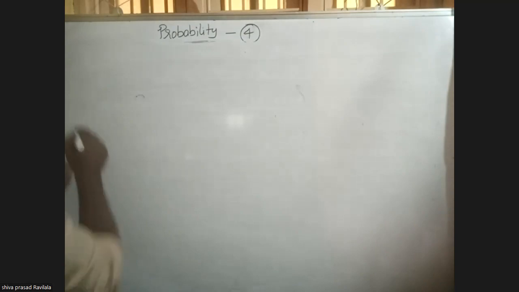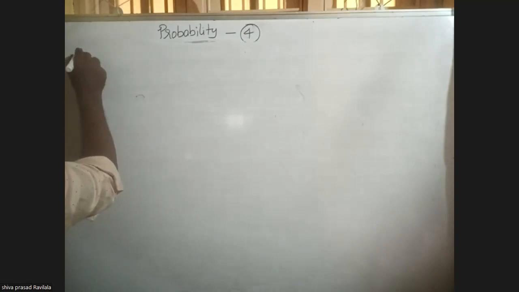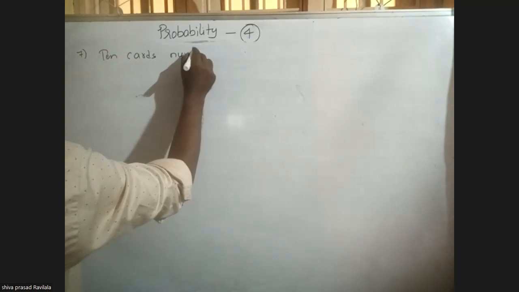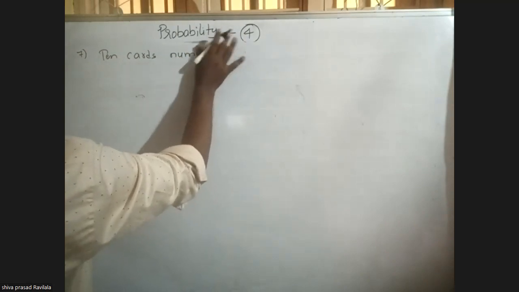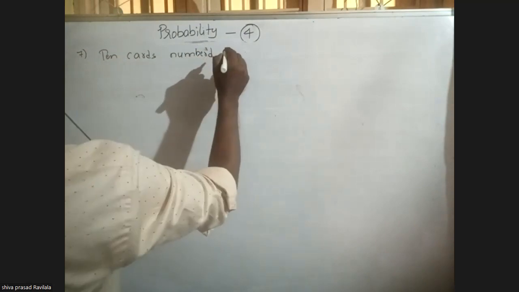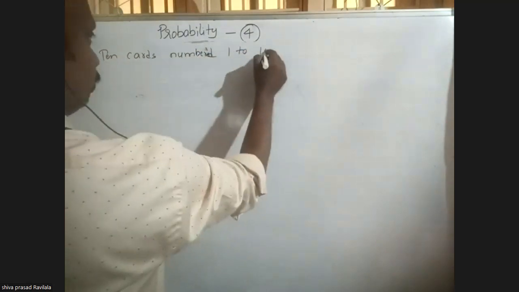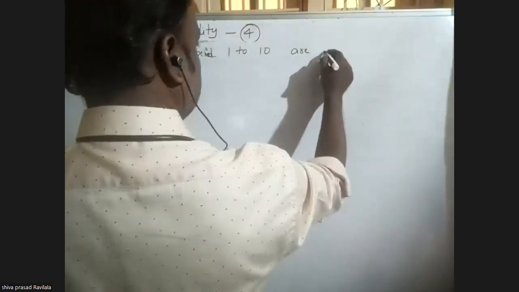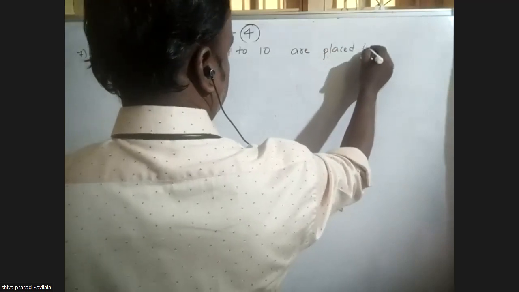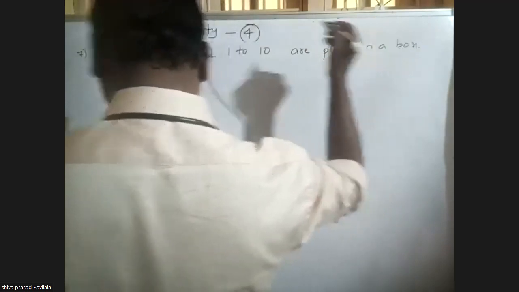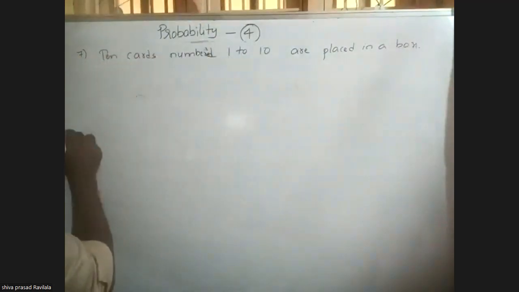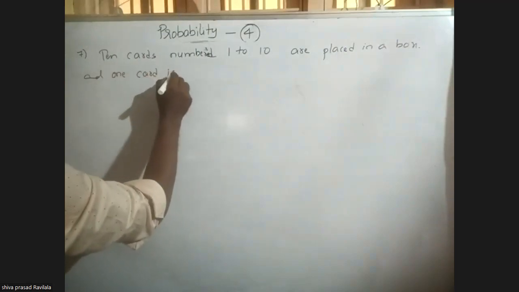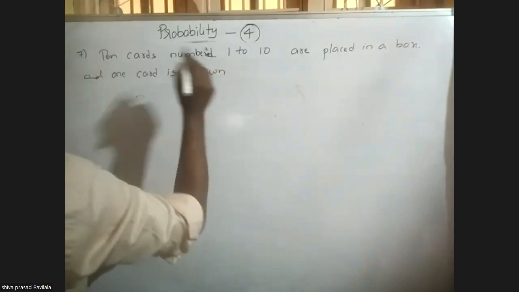Next. 10 cards numbered 1 to 10 are placed in a box, mixed up thoroughly, of course. And then one card is drawn. I'm going to take only one card.